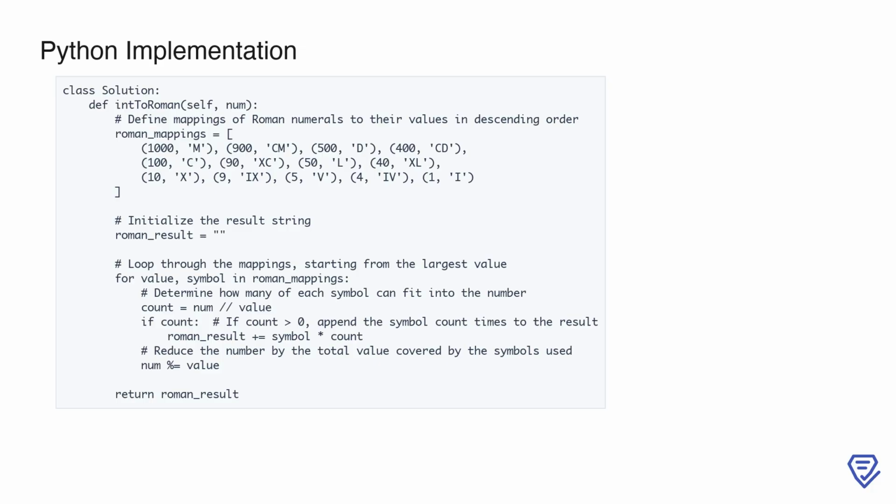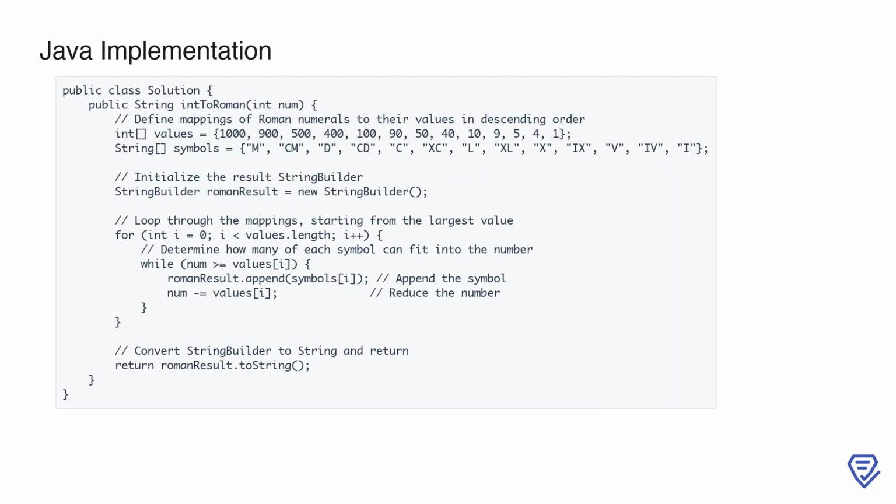This is the Java implementation for the LeetCode problem Integer to Roman, problem number 12. The logic mirrors the Python solution, using two arrays to store the Roman numeral values and their corresponding symbols. The implementation iterates through these arrays, appending the appropriate Roman symbols to a StringBuilder as long as the current value fits into the input number. Java-specific features include the use of the StringBuilder class for efficient string concatenation and explicit type declarations for variables. This approach ensures the solution is efficient and concise, while maintaining readability.